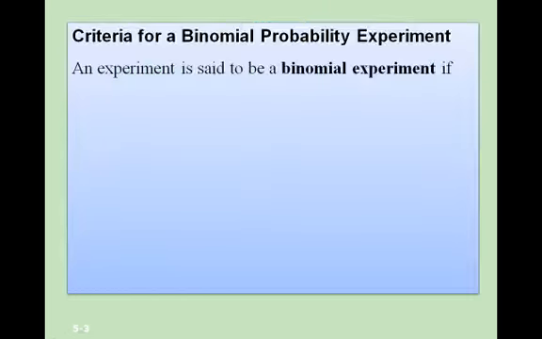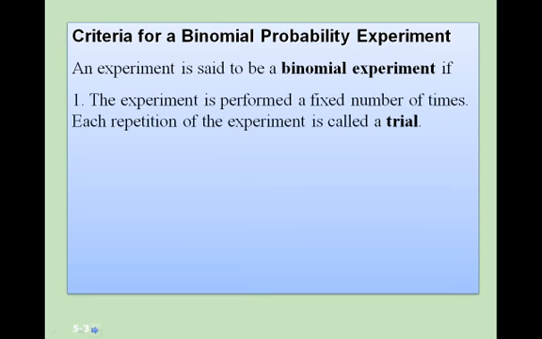First, let's look at the criteria for a binomial probability experiment. An experiment is said to be a binomial experiment if, first, the experiment is performed a fixed number of times. Each repetition of the experiment is called a trial.